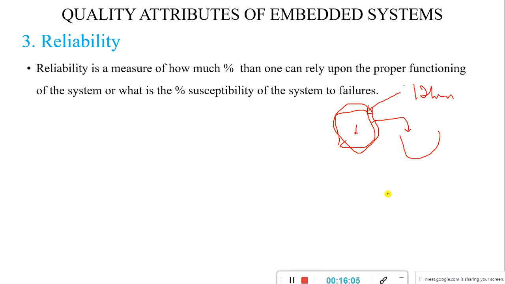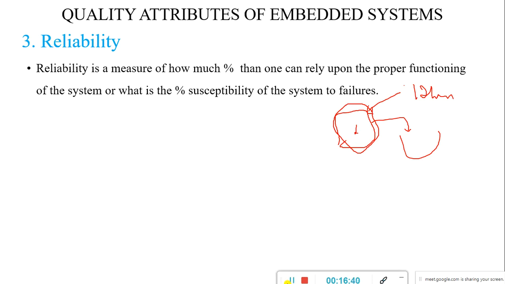The same thing is true whenever I buy a washing machine. It is also one of the quality attributes of an embedded system, so obviously I expect a higher percentage of proper functioning, right? Here and there minor repairs will occur, but that's not the issue. But it should not so happen that I bought a washing machine and after 2 or 3 years the system fails and doesn't perform. Definitely that's not a good reliable one, right?